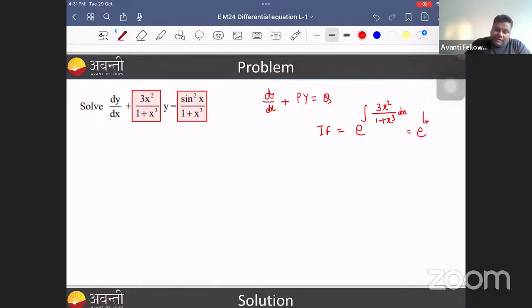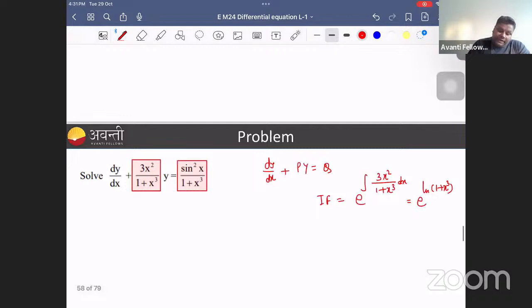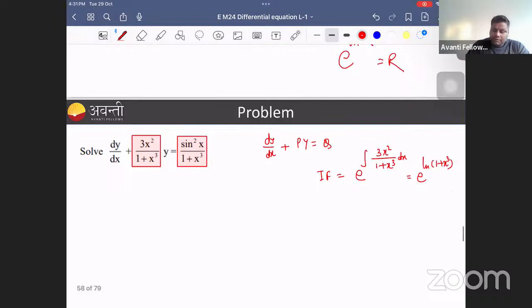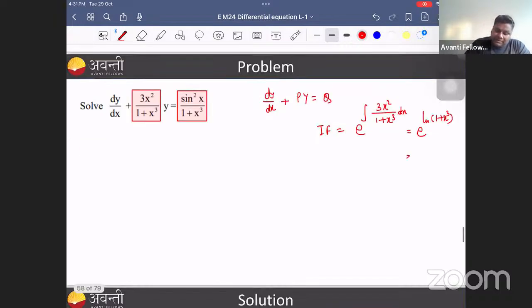E to the power ln of the denominator. Am I correct? And you also know the fact that e to the power ln of anything, say r, will be r. E and log will cancel out. So it will be 1 plus x cube.